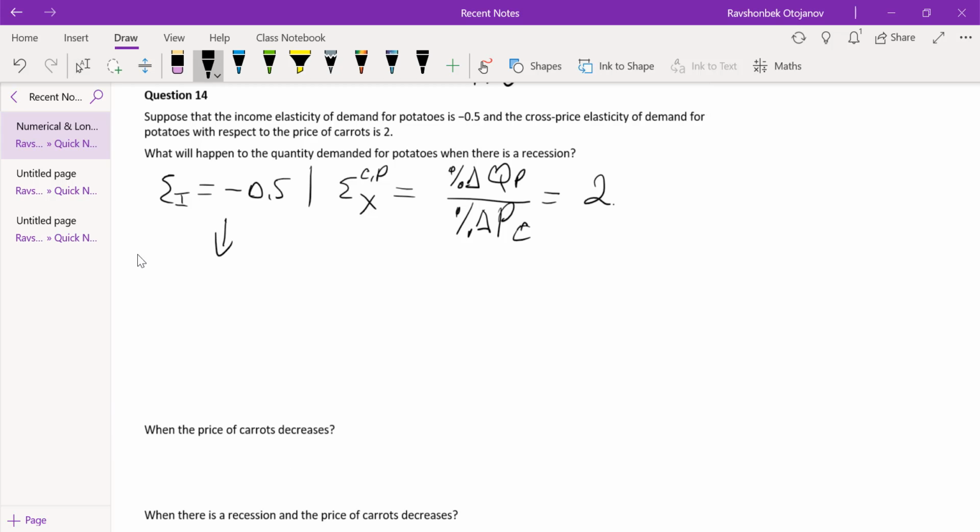The negative sign here implies potatoes are an inferior good. Which means when our income increases we consume fewer potatoes, and if our income goes down we consume more potatoes. Now this positive cross price elasticity value means that when the price of carrots increases, quantity demanded for potatoes increases. So these two are substitutes.